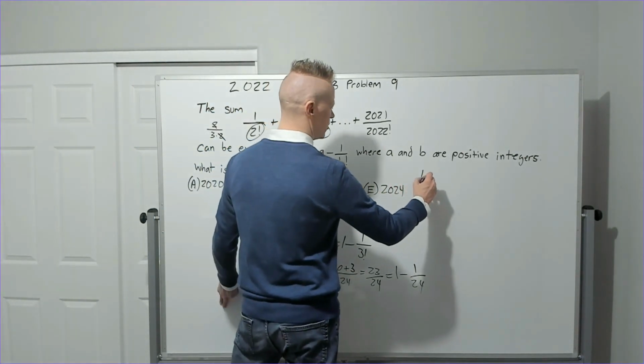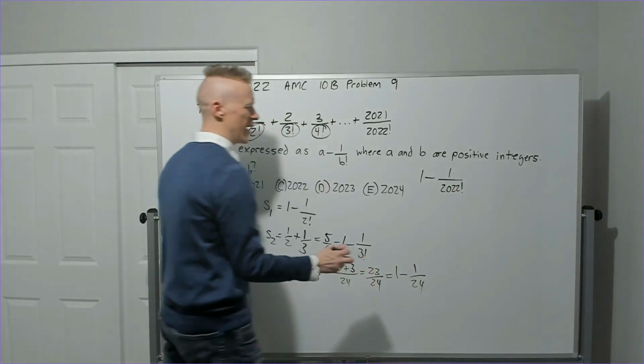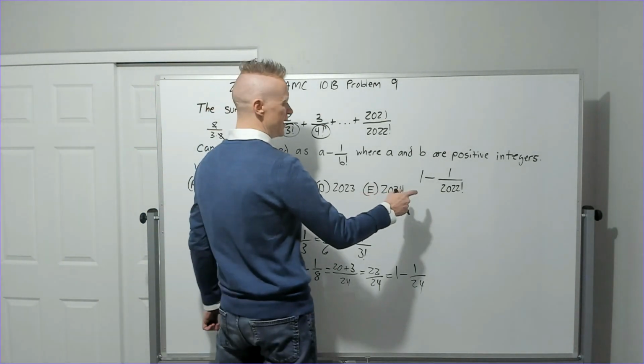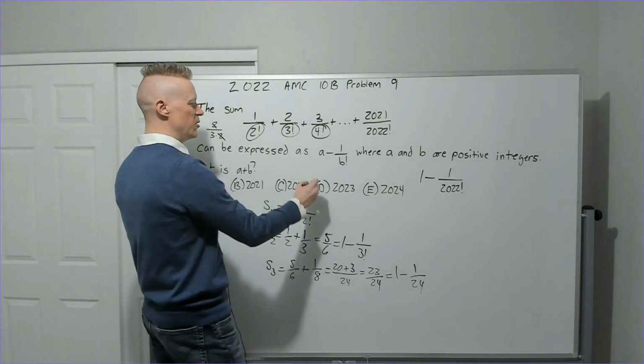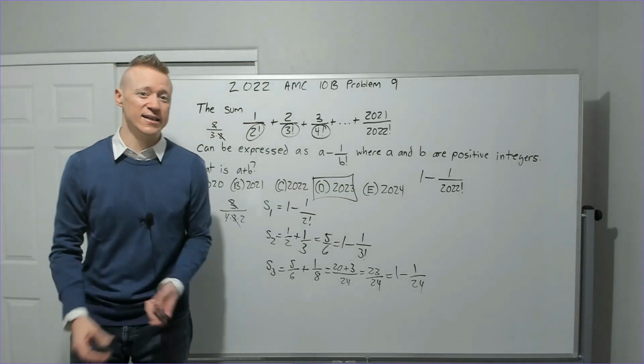So our answer would be 1 minus 1 over 2022 factorial. We just looked for a pattern and we capitalized on it. Now, what is A? It's 1. What is B? It's 2022. When we add those, we get next year. Let's go ahead and get to problem 10.